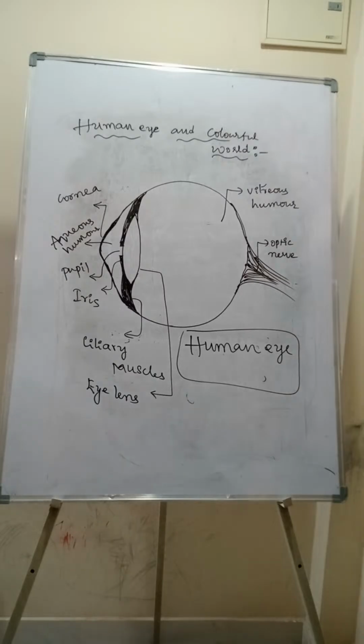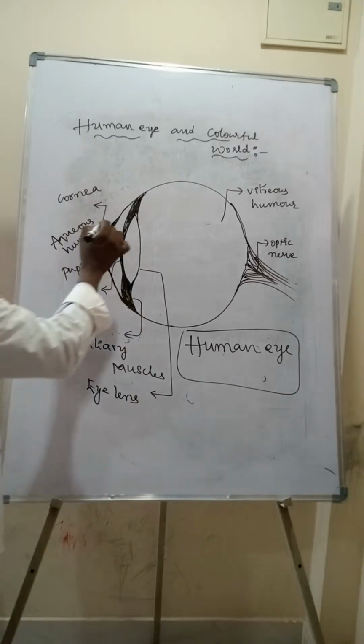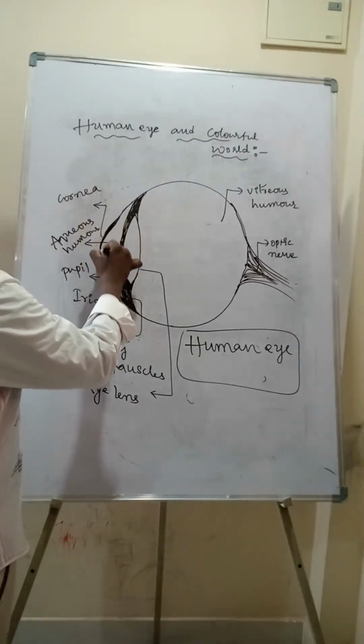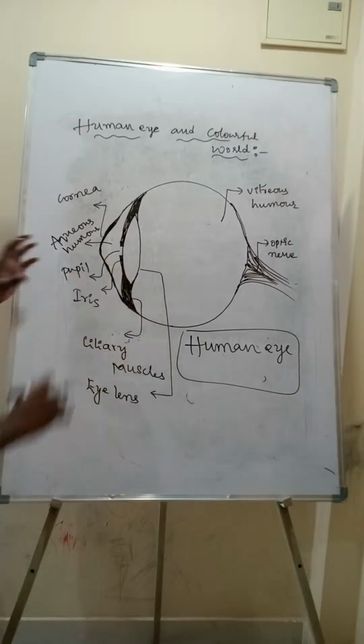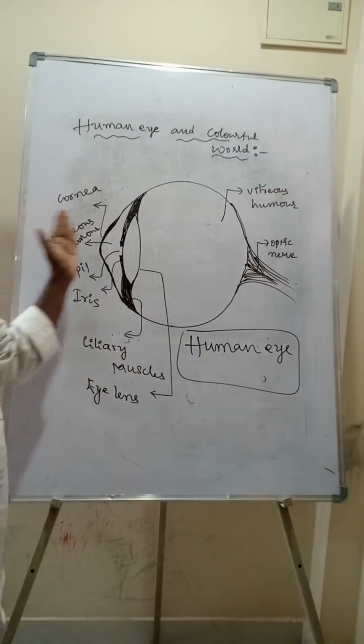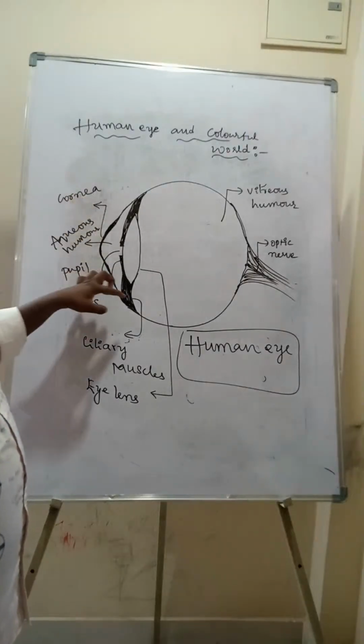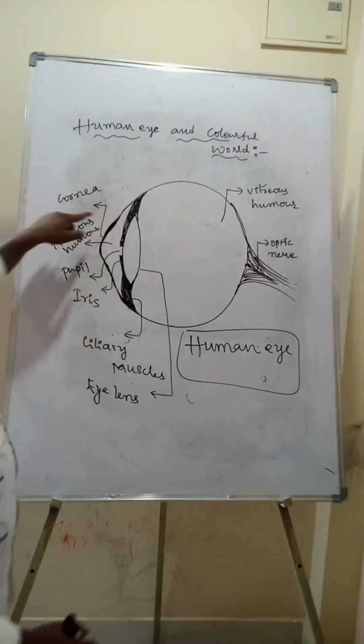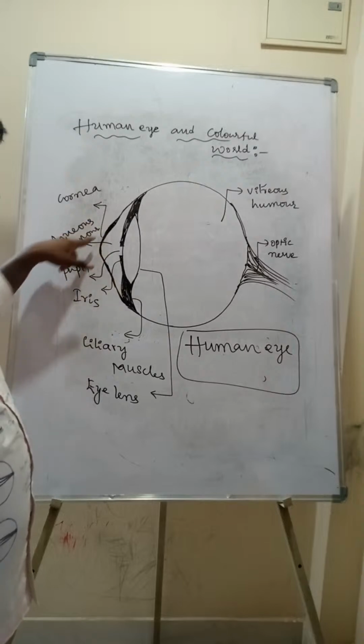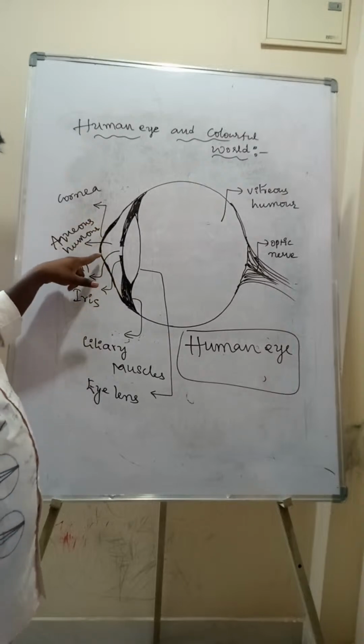Now one by one, we'll talk about them. First one is cornea. This is the front layer. Most of the refraction takes place whenever light enters through this part. It is a thick layer. It is a protective layer of the human eye.